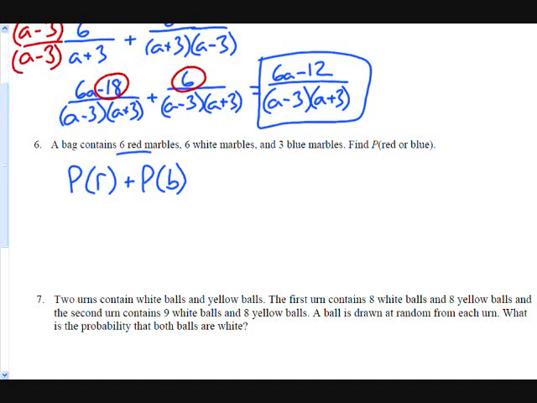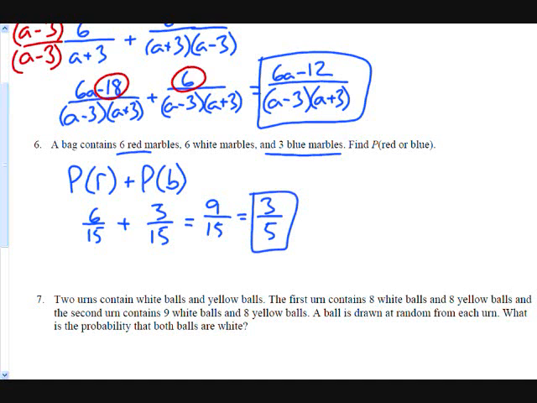So for red, there's 6 red marbles out of a total of 15, plus the probability of blue, there's 3 blue marbles out of a total of 15. Now I'm just going to add these together. I'm going to wait until the end to reduce to make sure I keep my common denominators. So I add the numerators, and the denominator stays the same. Now I can reduce this. They're each divisible by 3, so it reduces to 3/5. And that's all there is to it.